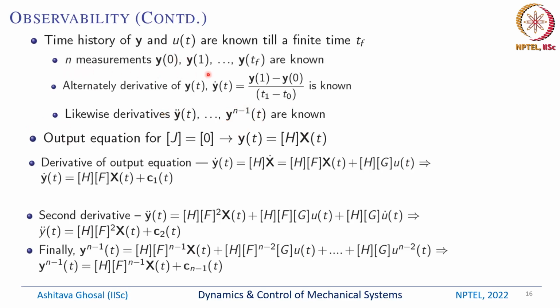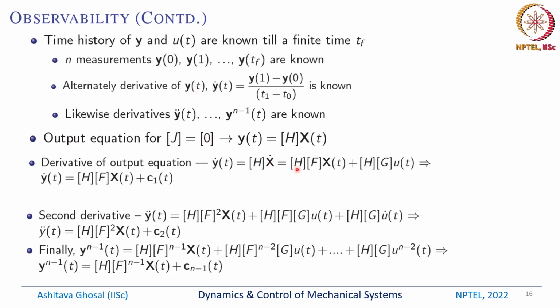So now let's go back and see the output equation with J equals 0. So we have y of t equals H into x of t. So the derivative of the output equation, y dot, will be H into x dot. Remember, H is a constant matrix.